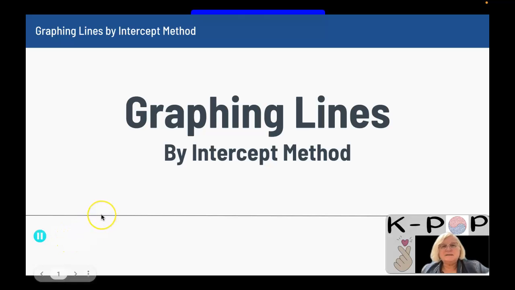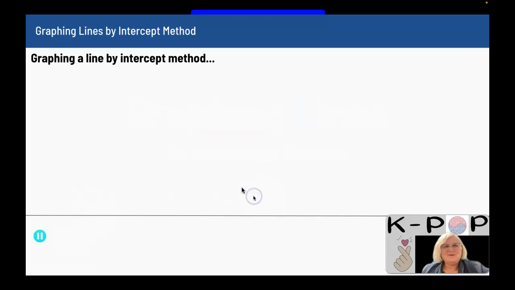This lesson is on the second way of graphing lines, and that is by intercept method. So, graphing a line by intercept method, again, 2 points make a unique line. And this time you only need 2 points because they're very specific points.